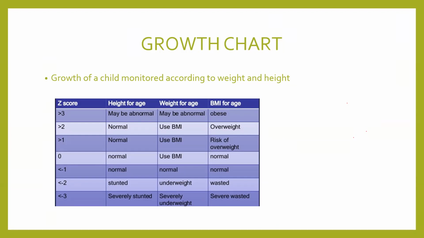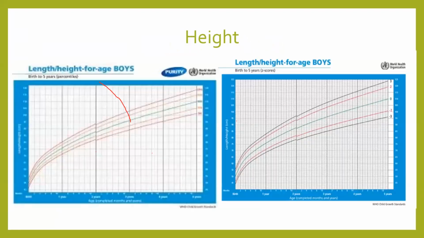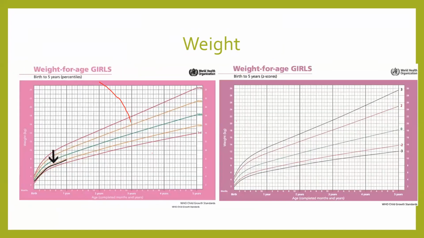If it's less than 1, it's considered normal. When it's 0 to more than 2, we may use BMI. And if it's more than 3, it's considered abnormal or obese. Then if it's less than -2, it's considered underweight. So that is what we can conclude from the growth chart based on weight. Okay, next slide.